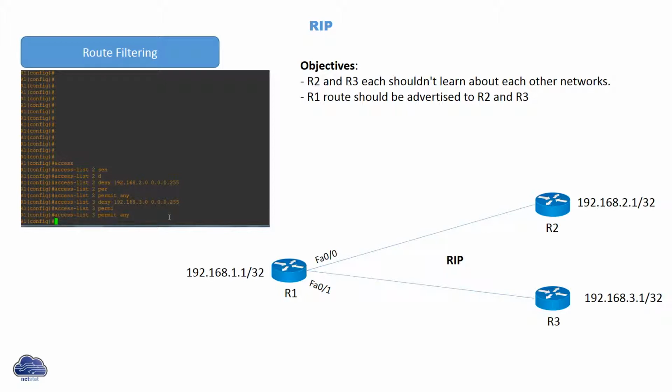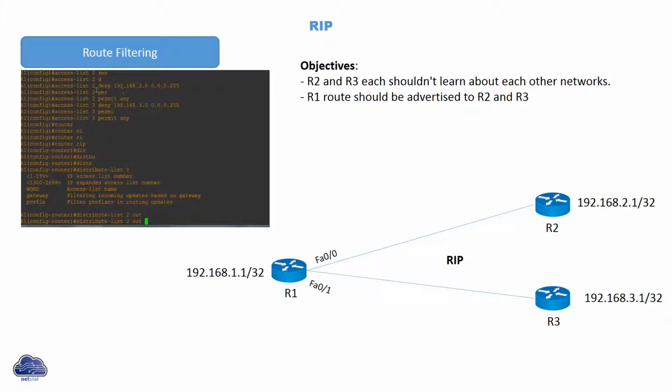Now let's go under the RIP process. Distribute list. Yes. Then we need to match the access list to out. So this is access list 2.